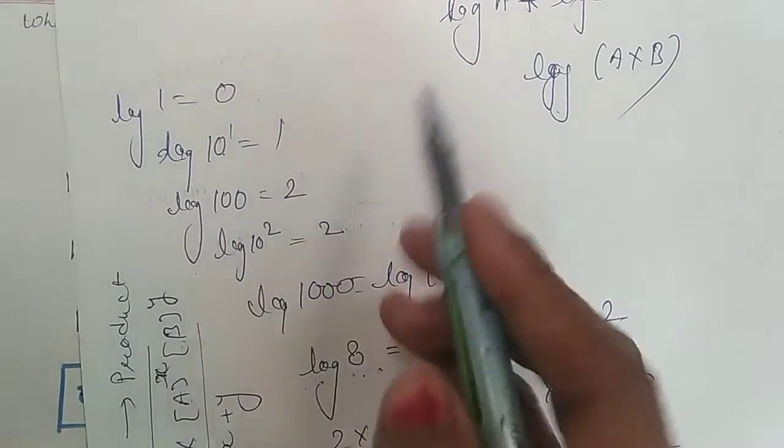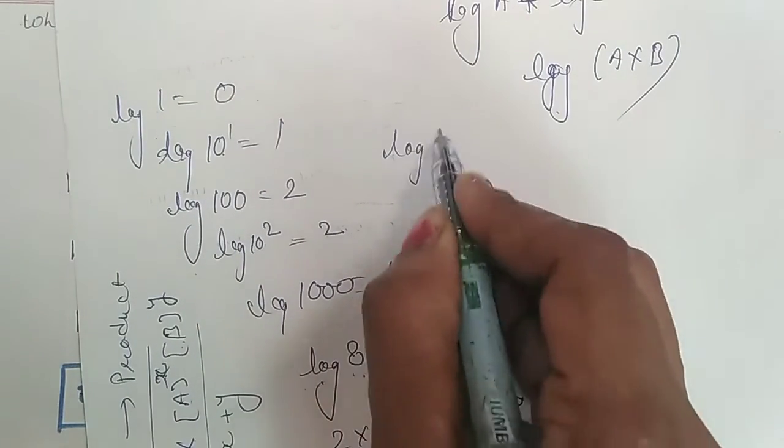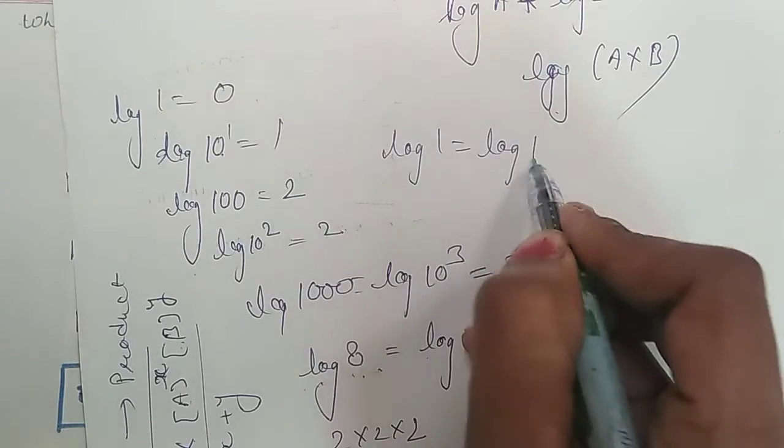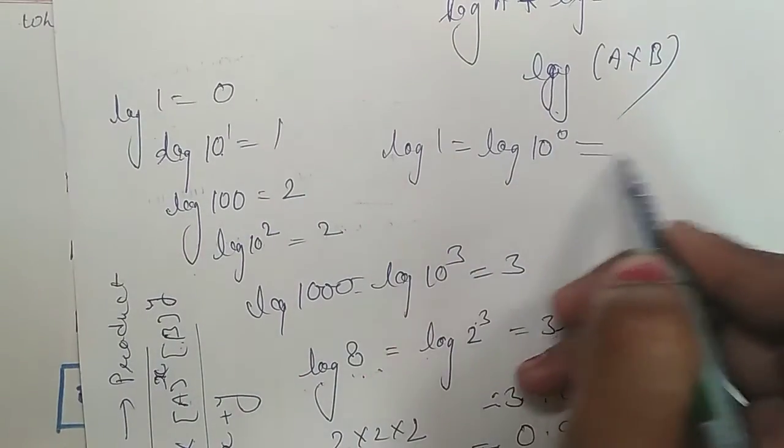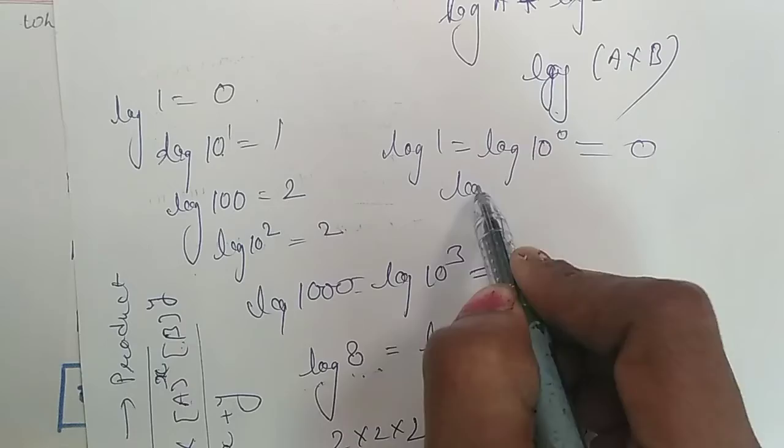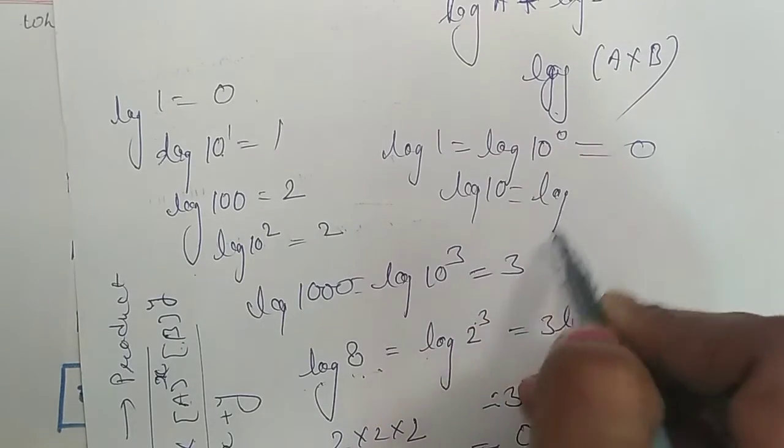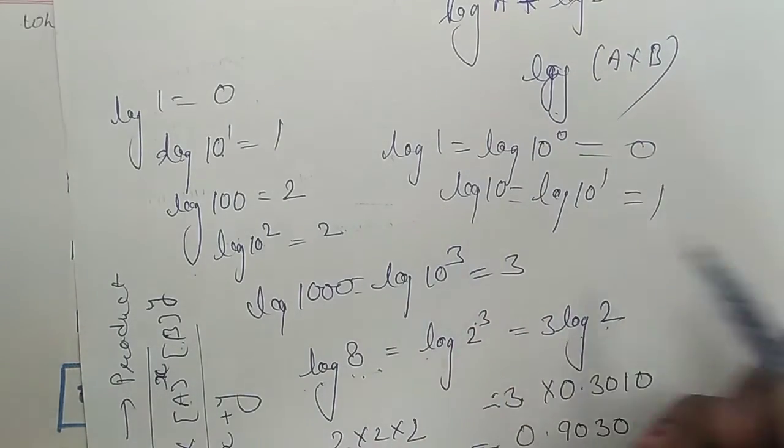Log 1 is equal to 0. Why? Because log 1 can be written as log 10 to the power 0, so its value will be 0. Log 10 means log 10 to the power 1, so its value is 1.